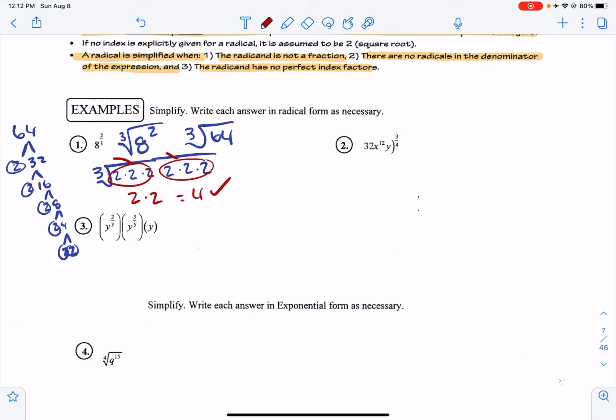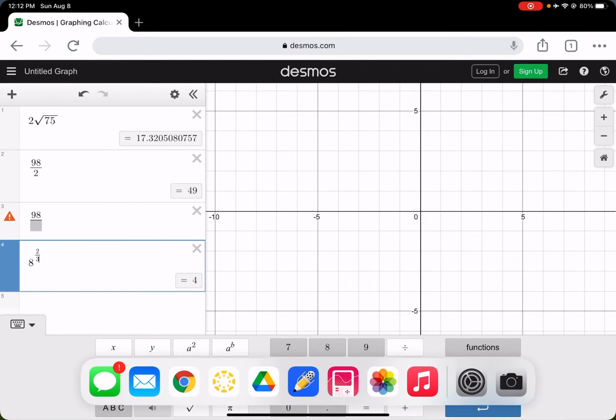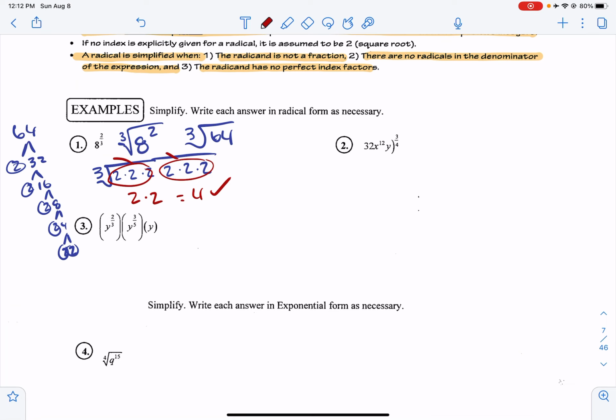So maybe this is one I should have tried putting in my calculator, which you can do. You can go to Desmos and you can say, all right, 8 raised to a fraction. I can say 2 over 3. Nope, I missed a button. 2 divided by 3, right? 8 raised to the 2/3 is 4. So maybe before you simplify, type it in the calculator, see if you get a nice number. Because if you do, then that's the simplified answer.